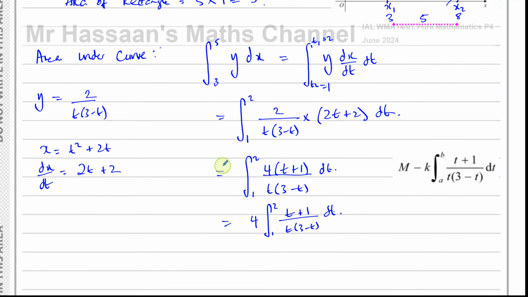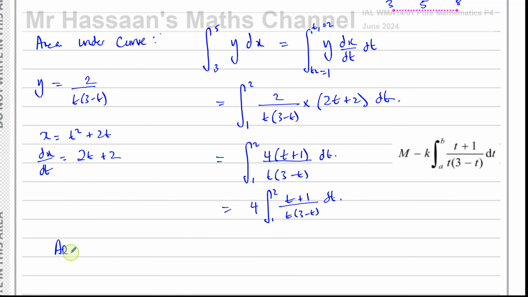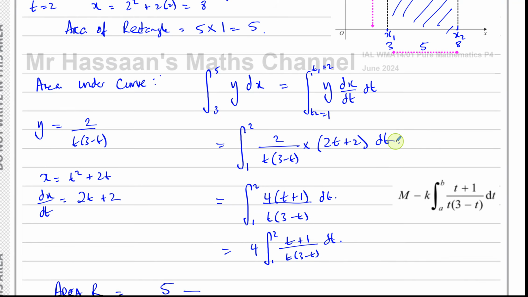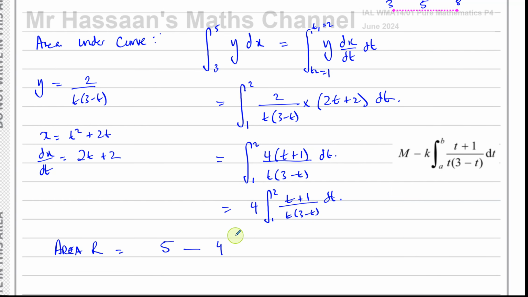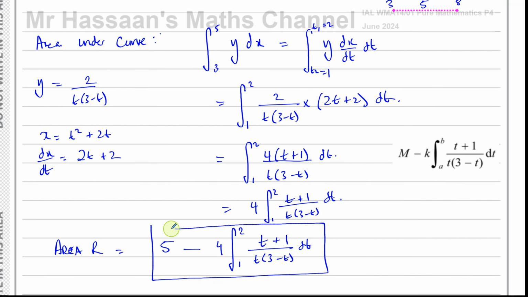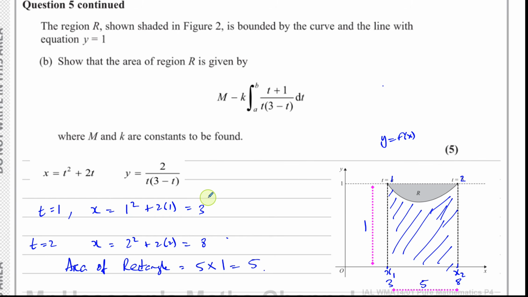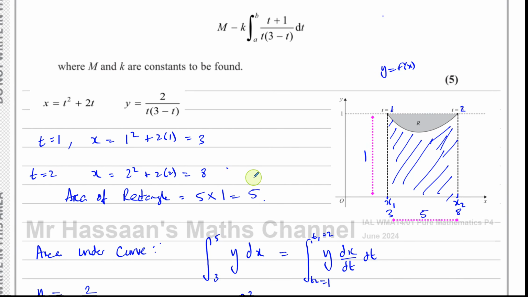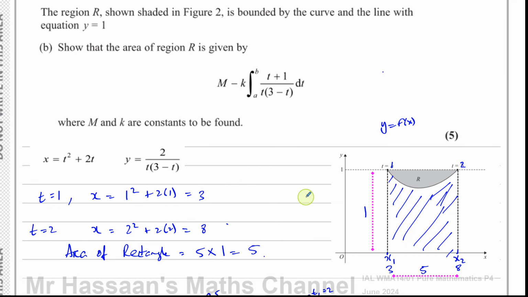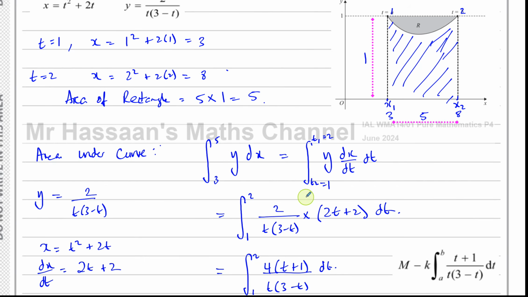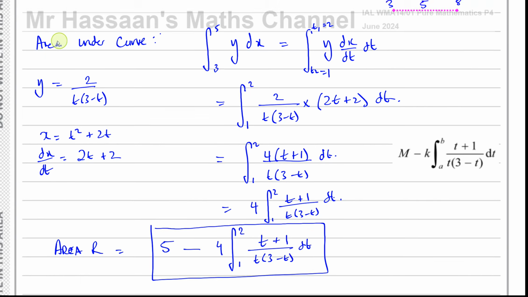That's the area under the curve. So therefore R, the area of R, is going to be equal to 5 minus, because the area of the whole rectangle is 5, minus this area over here, which is 4, between the limits of 1 and 2, of t plus 1 over t times 3 minus t with respect to t. So there's the answer to this part B. So you have 5 here and then you have 4 there, and the limits are 1 and 2. Okay, so that is part B.